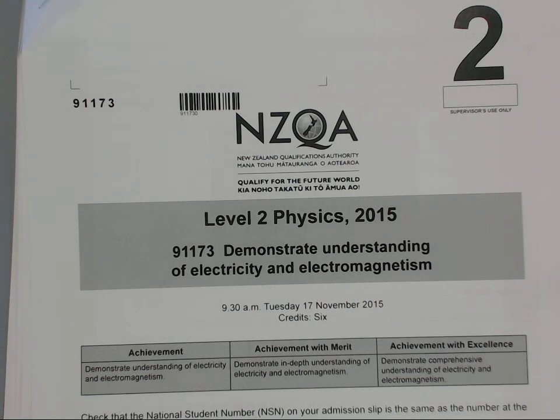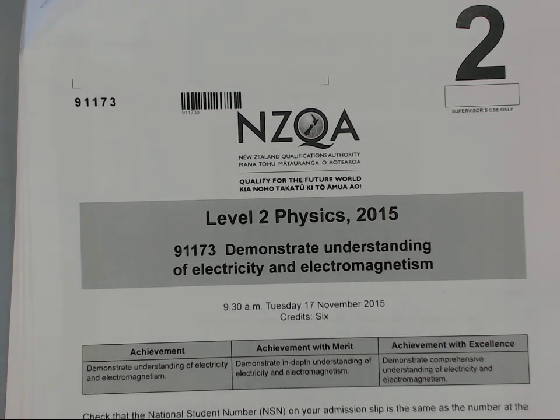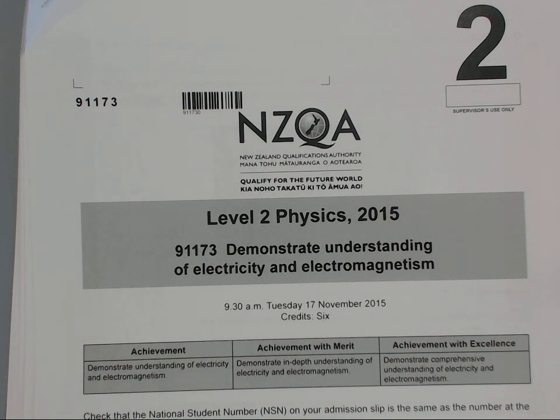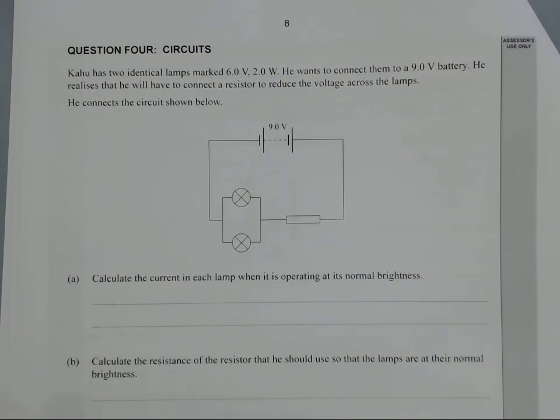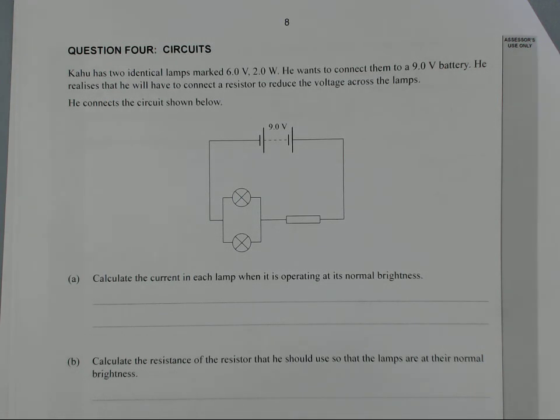Alright, for this video I'll be working through the Level 2 2015 electricity exam, and I'll be working through question 4. Question 4, circuits. Kahu has two identical lamps marked 6 volts 2 watts. He wants to connect them to a 9 volt battery. He realizes that he will have to connect a resistor to reduce the voltage across the lamps. He connects the circuit shown below.